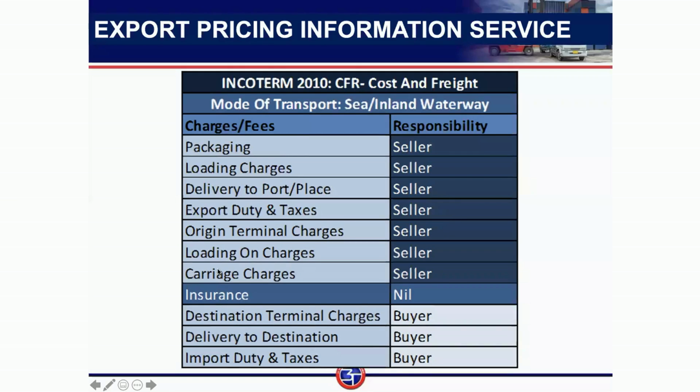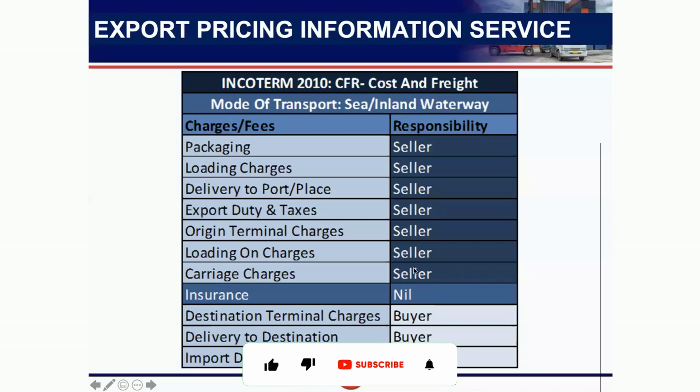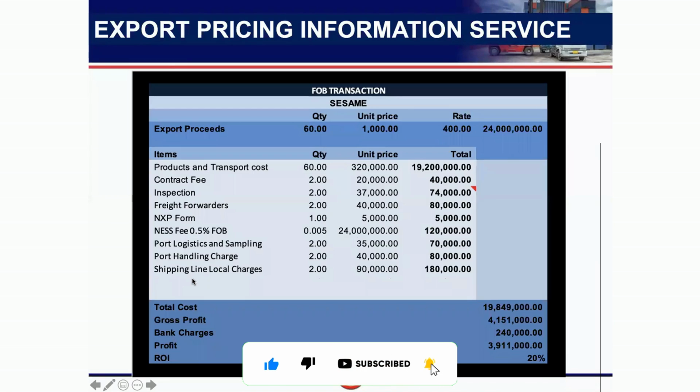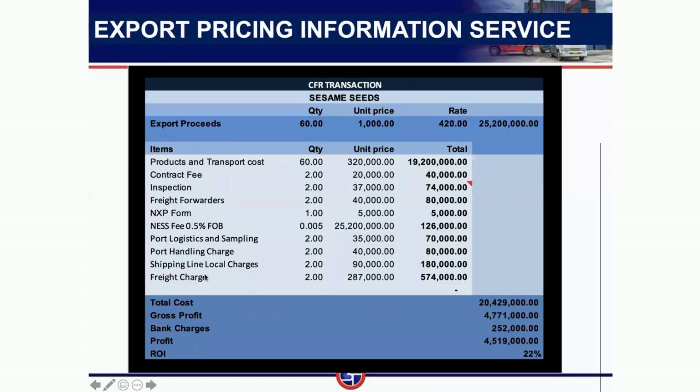This is CFR. You will notice that the exporter is now bearing the cost of transport. Freight is bearing the cost of transport to destination, and you see it. Do you notice something here? Freight. If you look at this one, you notice there is no freight here. Now you can see freight is here. That's the cost of transport to destination because this is a CIF.